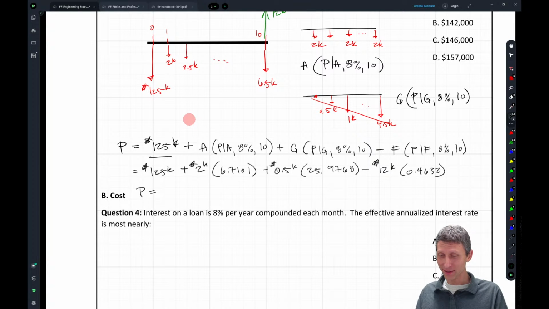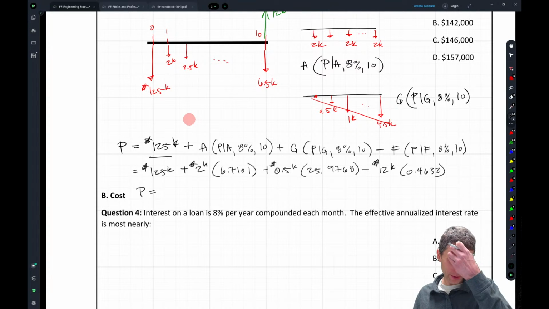I make them every so often for sure, and if you've ever taken my real class, you know that I can make all sorts of mistakes. But let's see what we get. Times 25.9768, and then minus 12 times 0.4632. So I put all that in, and I hope I do it right.